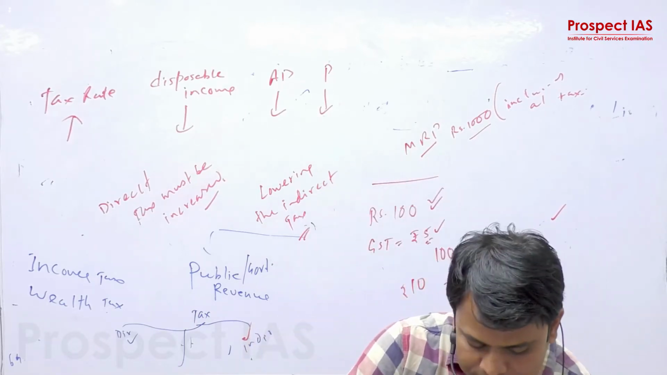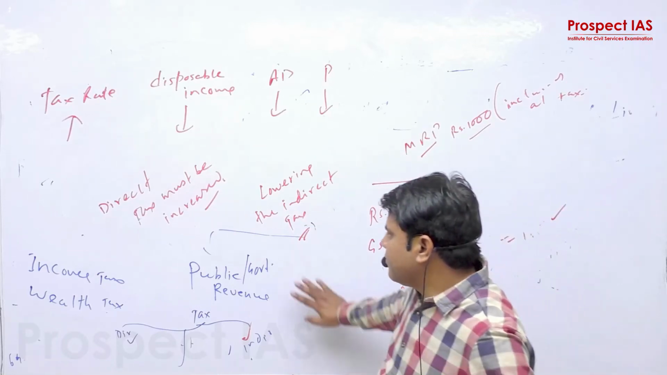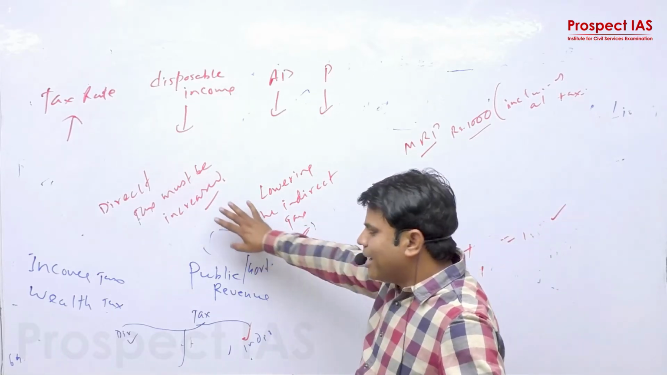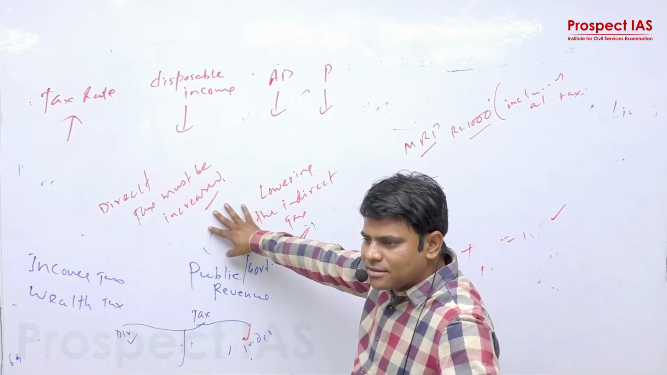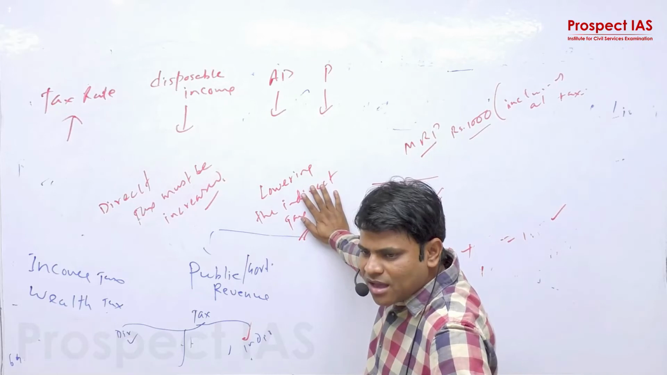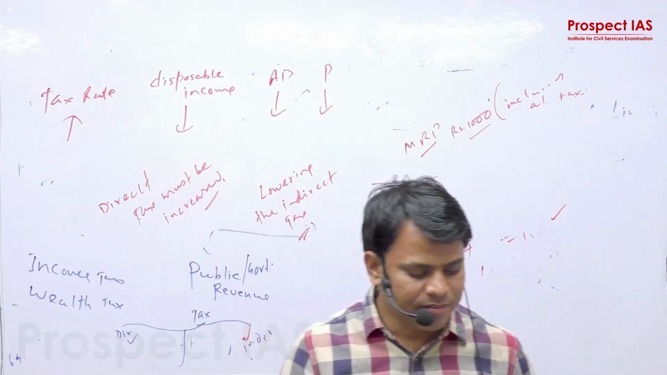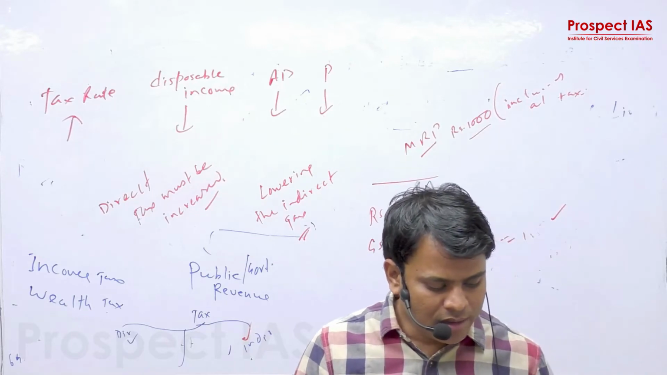लिख लो, इसको ब्रीफली लिख लो, है ना. By increasing direct tax we control inflation, and by lowering the GST or indirect taxes we can control inflation. Is that clear? Manjot and Nakul, is the point clear?